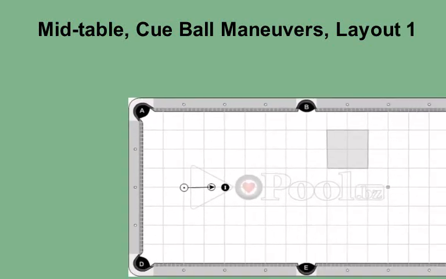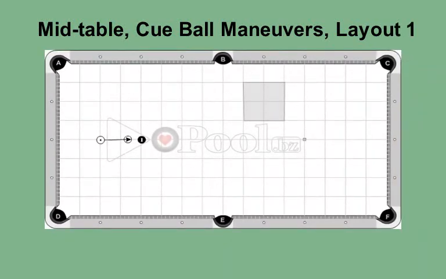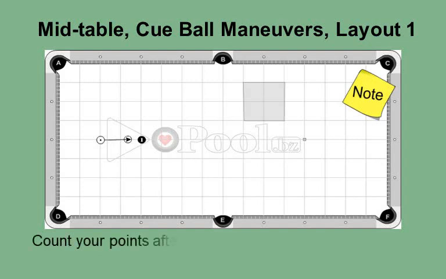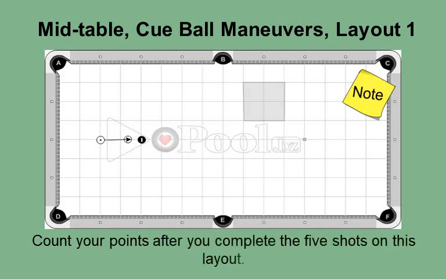This is the mid-table, cue ball maneuvers, test layout 1. Your target zone is near the left side pocket. There are several ways to get into the zone. The easiest is to use 12 o'clock follow, and play the cue ball through the object ball. You can also come off the right of the object ball. Roll the cue ball into the left side long rail and back cross table into the zone. Please note, there are many 2-rail choices also. If you feel adventurous, try to get the cue ball off 3 rails and then onto the target zone. Count your points after you complete the 5 attempts for this layout.